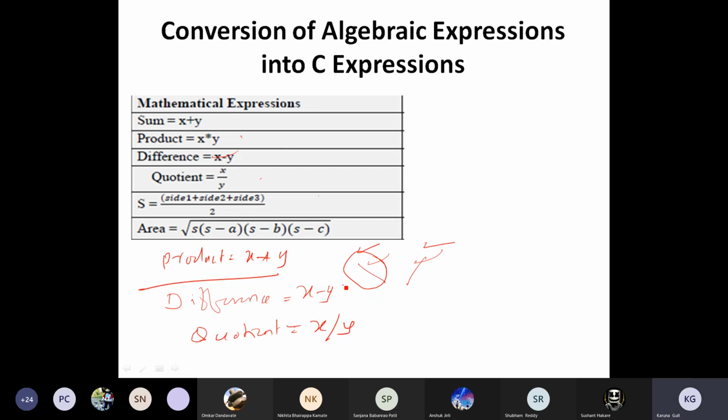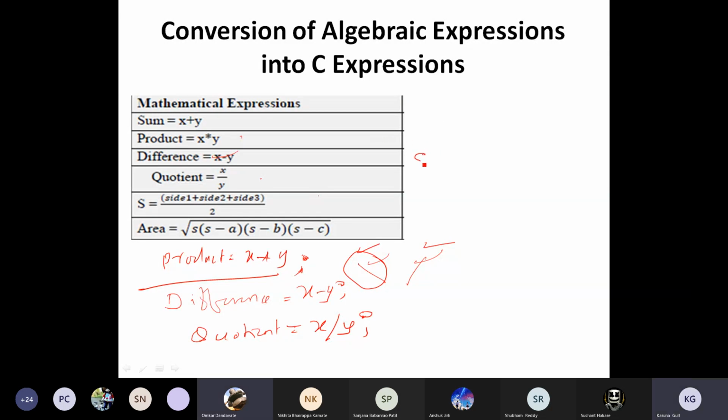Please remember, every statement in C language ends with a semicolon. This you have to remember. I'll repeat my statement: every statement in C language ends with a semicolon. Okay, clear? Okay, so next one.